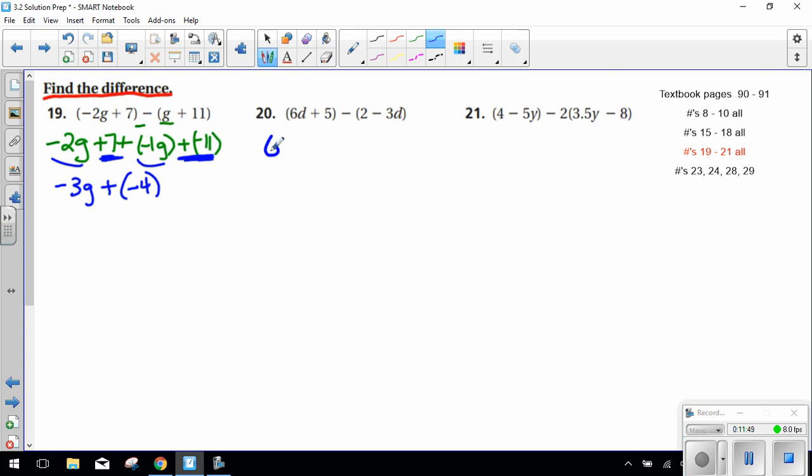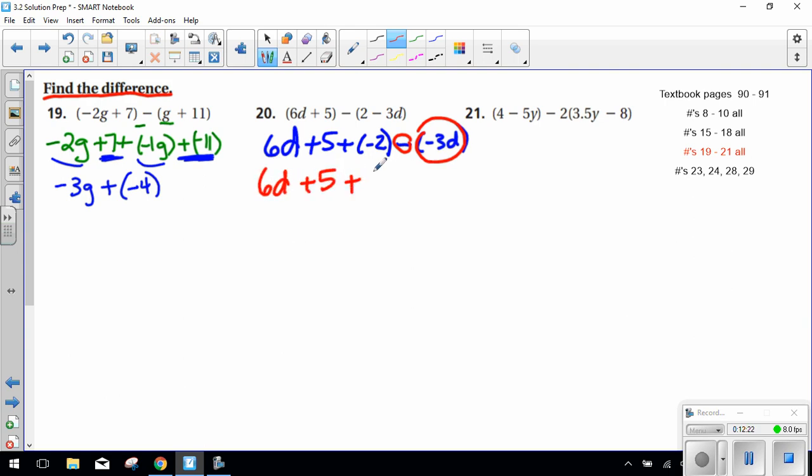So for number 20, 6d plus 5, I'm going to change this to plus. Now I'm going to take the opposite of these. It becomes negative 2. I bring this minus sign down, and then the opposite of 3d is negative 3d. Okay, what I'm going to do now is rewrite my minus signs. So this will be plus, this will be opposite. So that gives me 6d plus 5 plus negative 2 plus 3d.